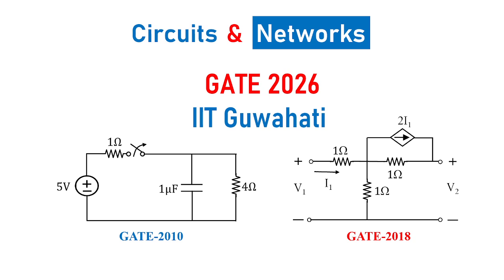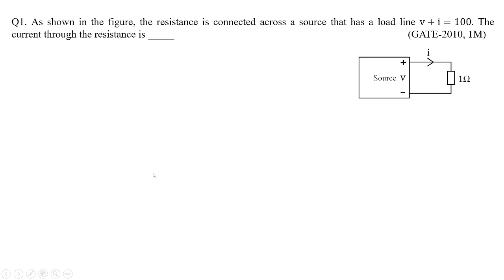In today's class, we are going to see the problems which were asked in previous IIT exams, especially IIT Guwahati, because you all know that this time in GATE 2026, IIT Guwahati is going to prepare the paper. So we'll look into the basic type of problems which are asked in Circuits and Networks. You can see here GATE 2010 and GATE 2018, the problems were focused on these kinds of problems. So we'll solve all the problems one by one.